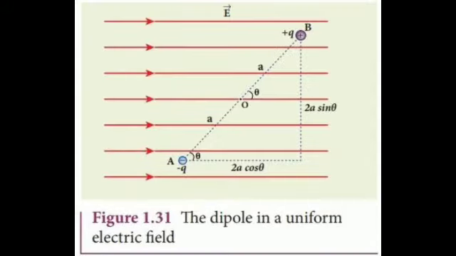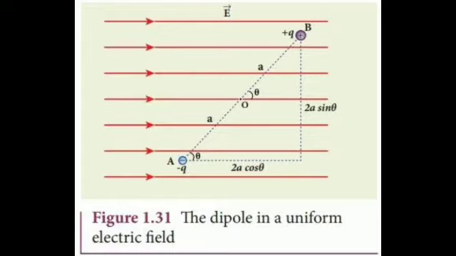The next topic is electrostatic potential energy of a dipole in a uniform electric field. Consider a dipole placed in the uniform electric field E vector as shown in the figure. A dipole experiences a torque when kept in a uniform electric field E vector. This torque rotates the dipole to align it with the direction of the electric field.